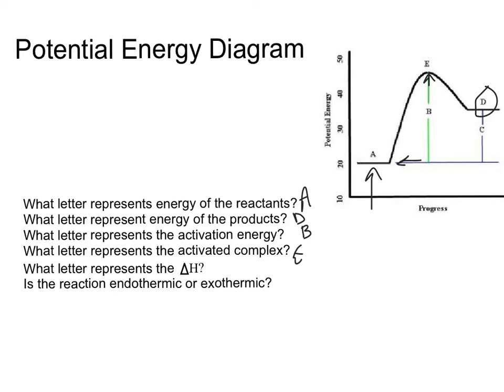Which letter represents delta H? Remember, delta H is the formula we learned back in 12C. And we learned that the formula for delta H is products minus reactants. So it's the difference between the products and the reactant energy. Well, we said that D was my product, A is my reactant. So the difference between D to A is going to be C.